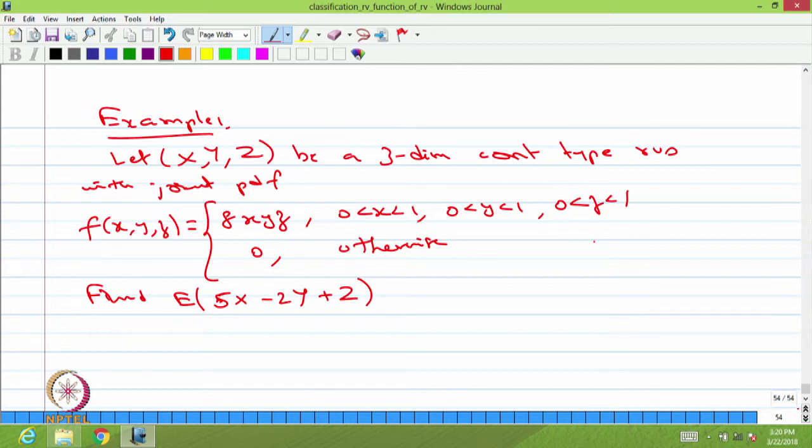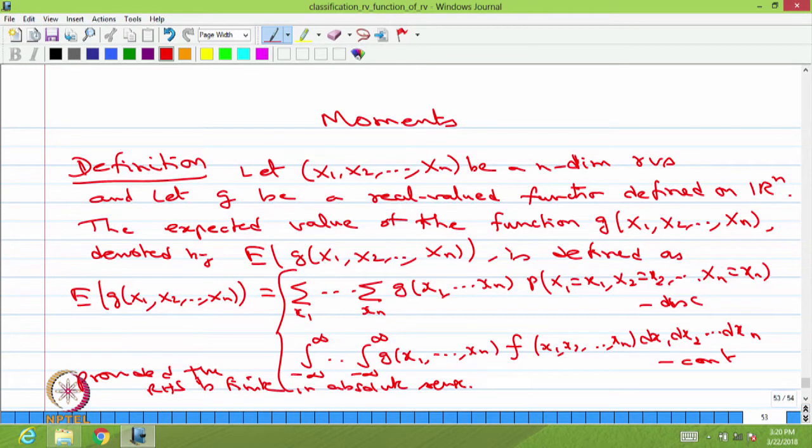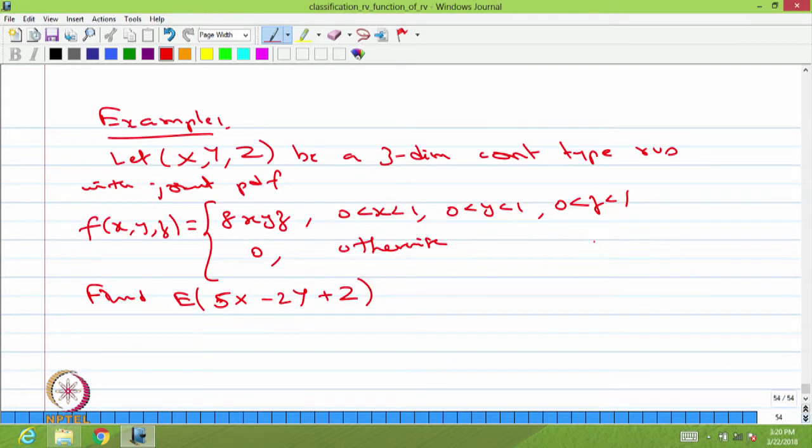You can apply the previous definition. Here g of x1, x2, x3 is the same as 5x minus 2y plus z. Since all are continuous type random variables, make the three integrations from minus infinity to infinity, that is, 5x minus 2y plus z times 8xyz dx dy dz, which is going to be the expected value.